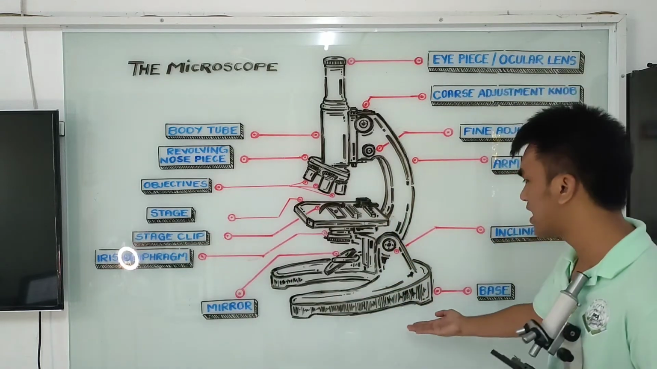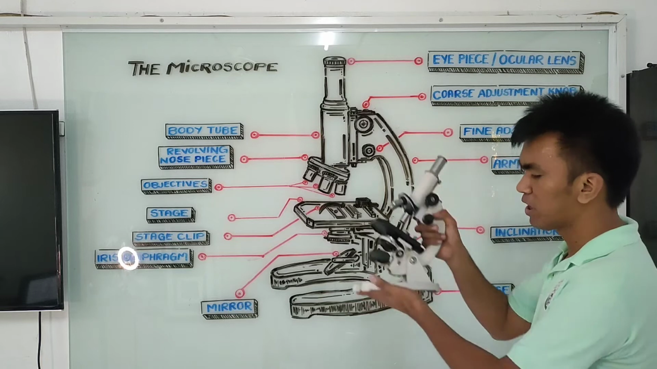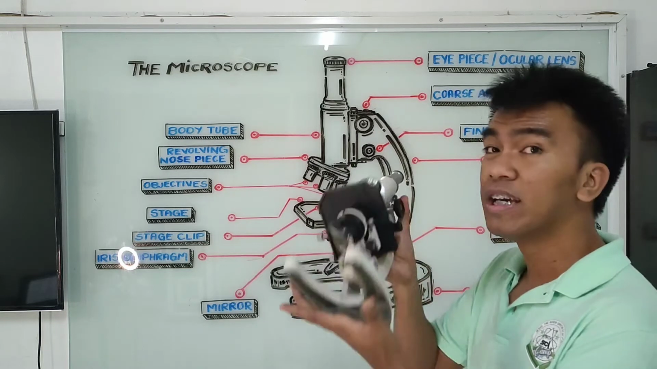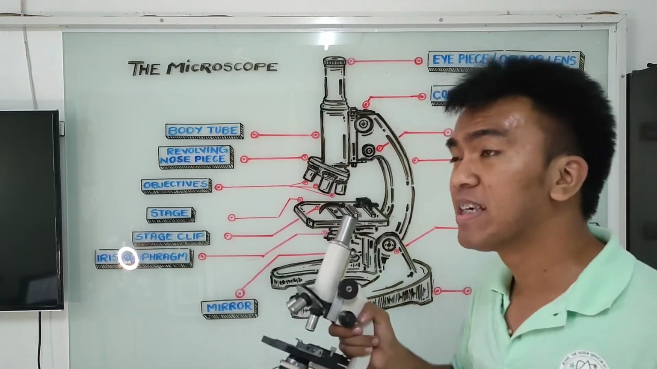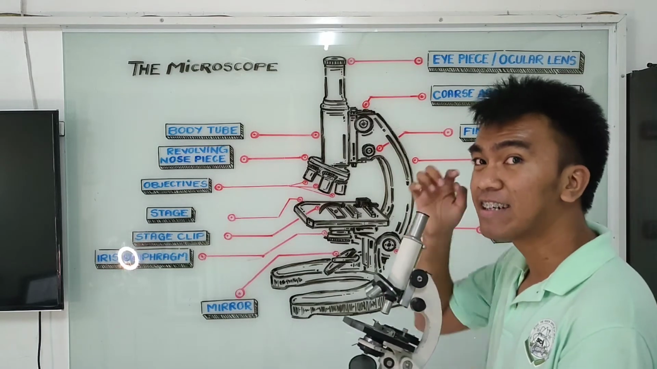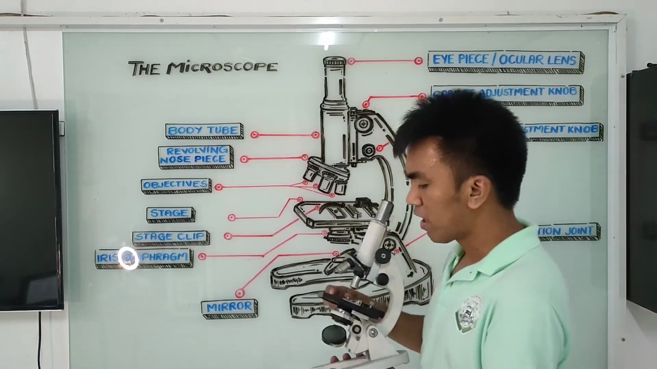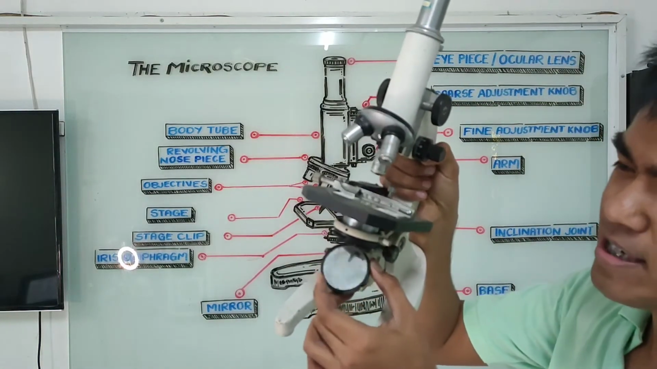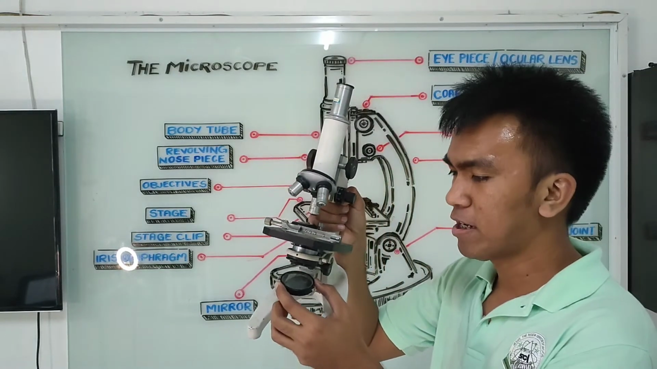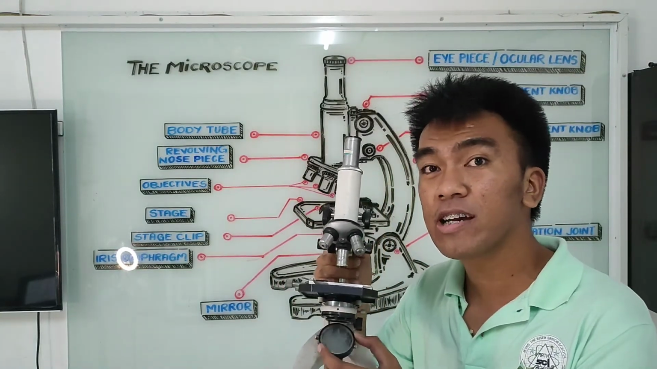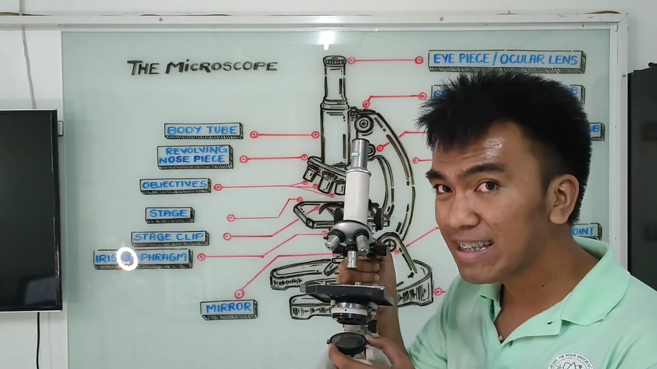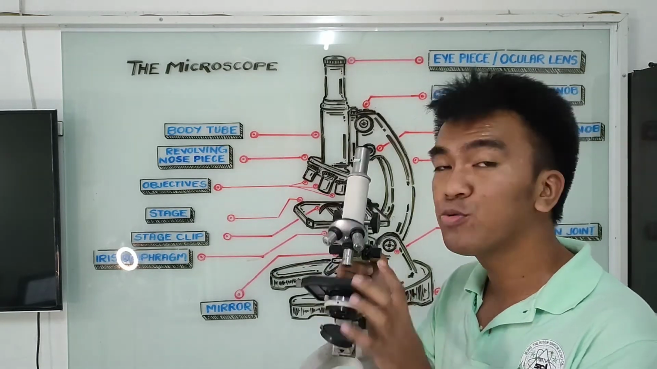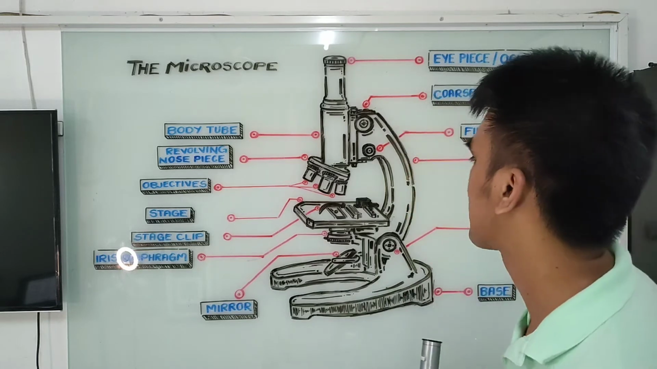And next is the base of the microscope. This is the base. It is a U-shape or a horseshoe shape that supports the weight of the entire microscope. The other part is the mirror. If you will notice, this is the mirror of the microscope. The function of the mirror is to collect light. It collects and bounces up light through the diaphragm up to the specimen and the lenses.